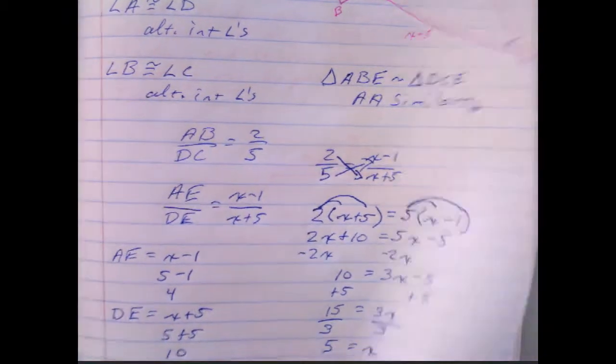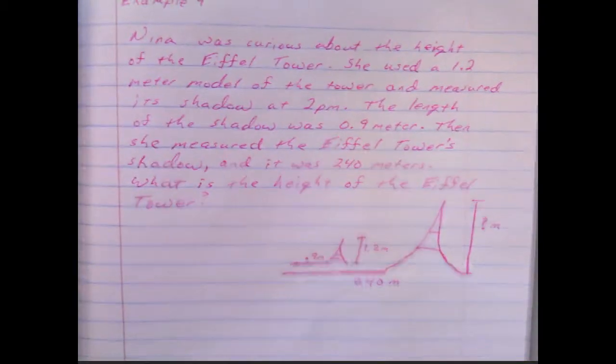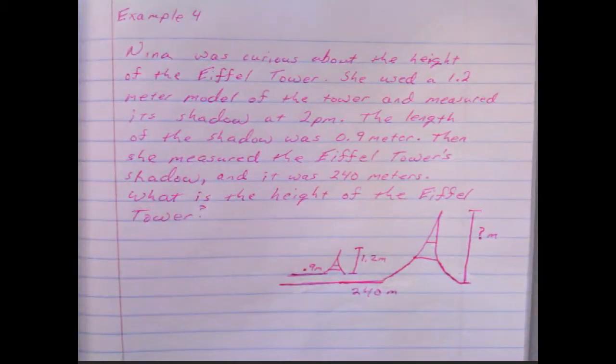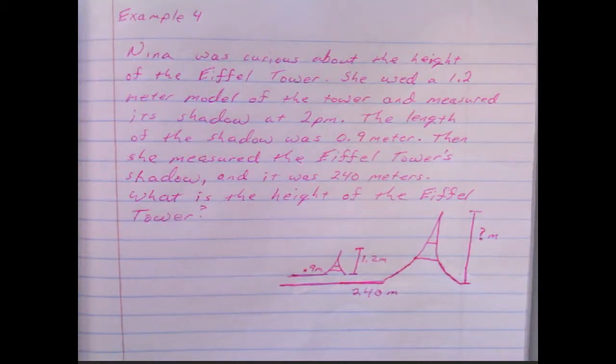Alright, let's go on and do one more example. This one is a word problem. So this last example, Nina was curious about the height of the Eiffel Tower. She used a 1.2 meter model of the tower and measured its shadow at 2 p.m. The length of the shadow was 0.9 meter. Then she measured the Eiffel Tower shadow and it was 240 meters. What is the height of the Eiffel Tower?